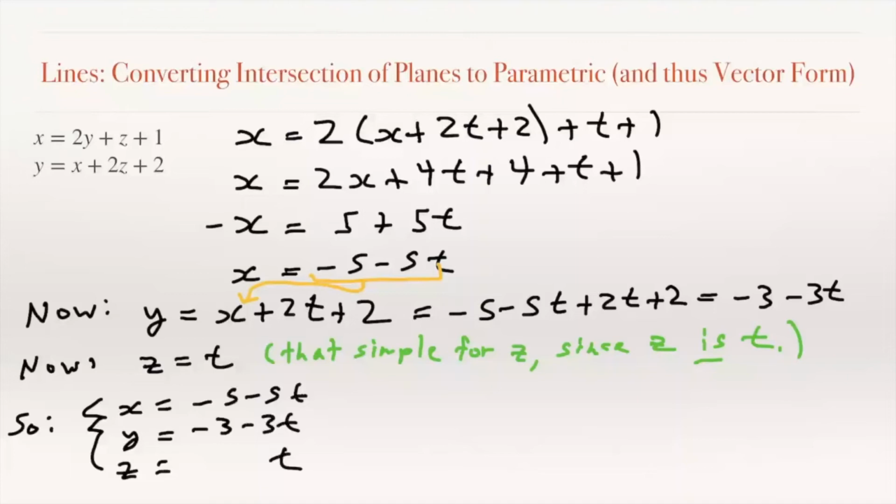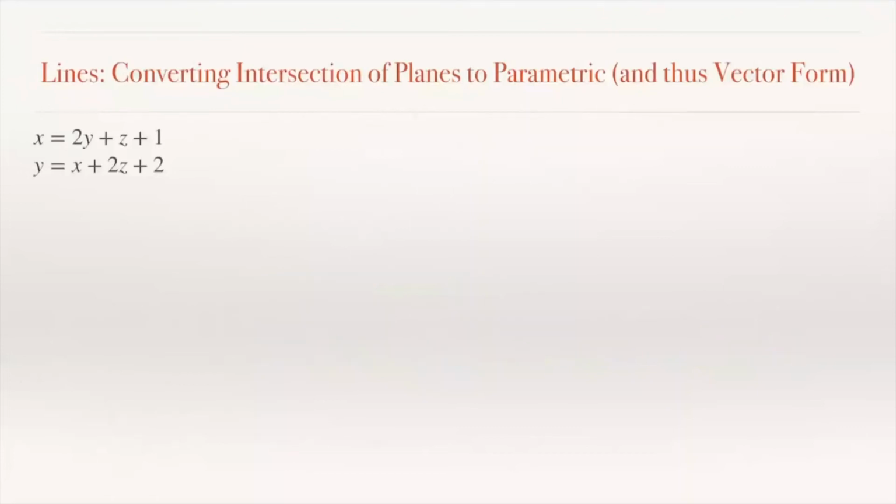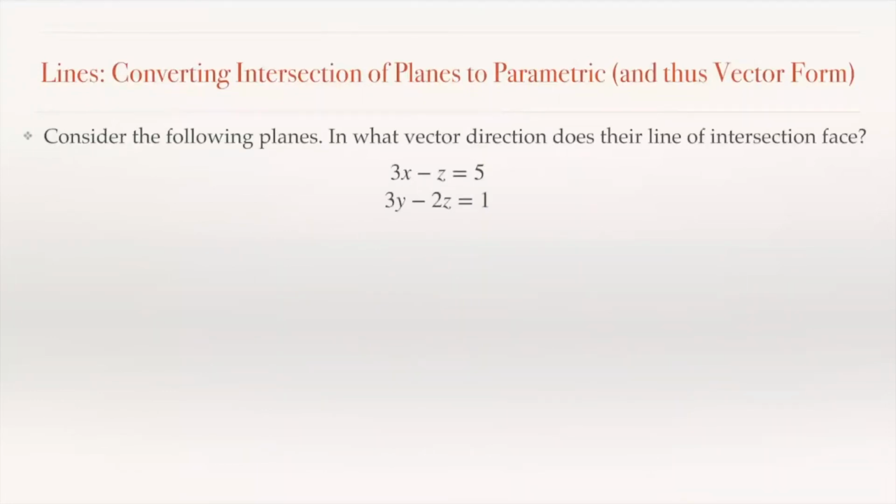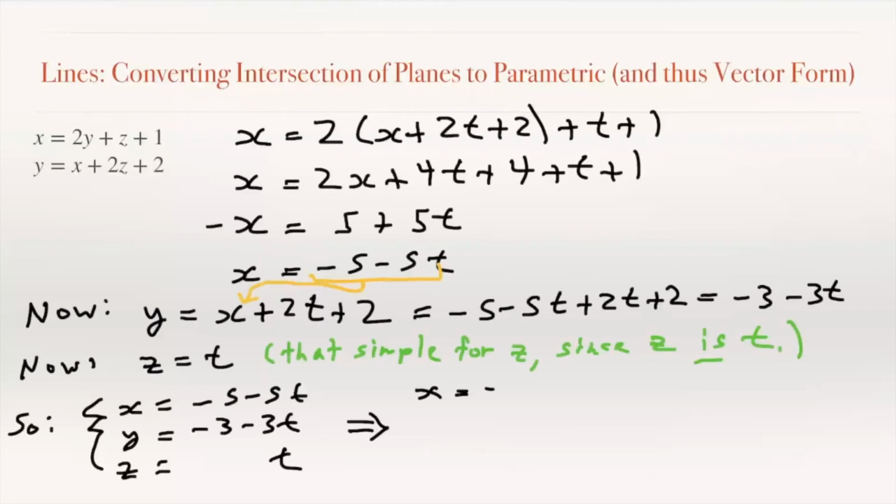And now we may wish to convert this into a more standard vector form. Okay, well, our insight to convert it to a more standard parametric form is that this t by itself is the same as 0 plus t.